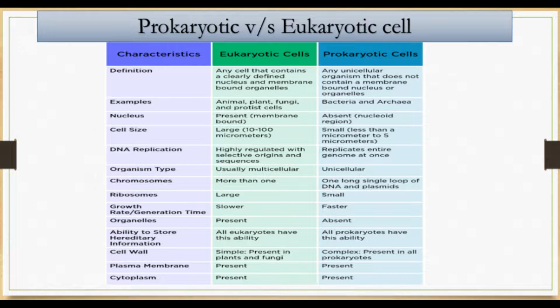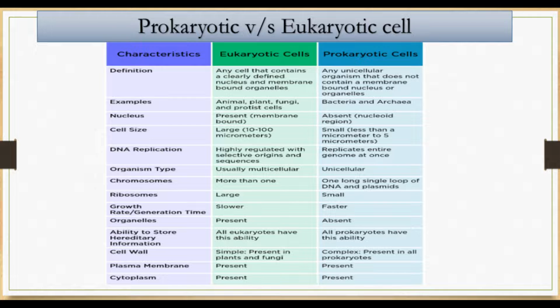In case of organelles, they are present in eukaryotes and absent in prokaryotes. About the ability to store hereditary information, all eukaryotes have this ability, and prokaryotes also have this ability. That's why we can say DNA is found in both cases.